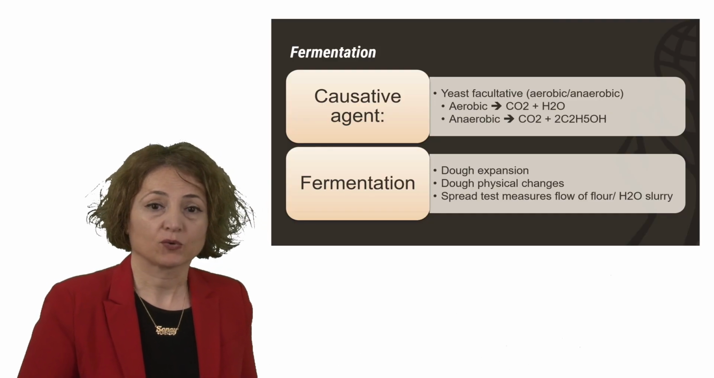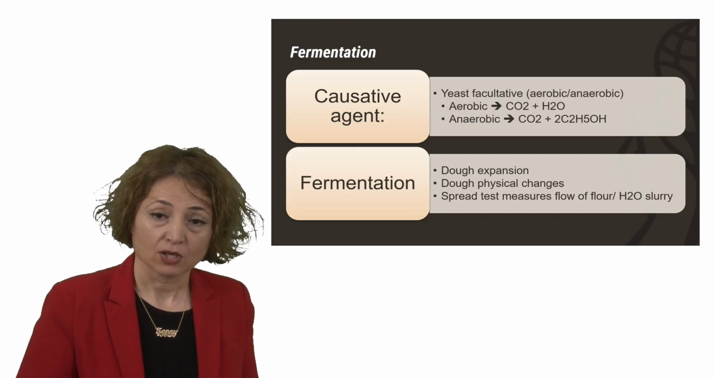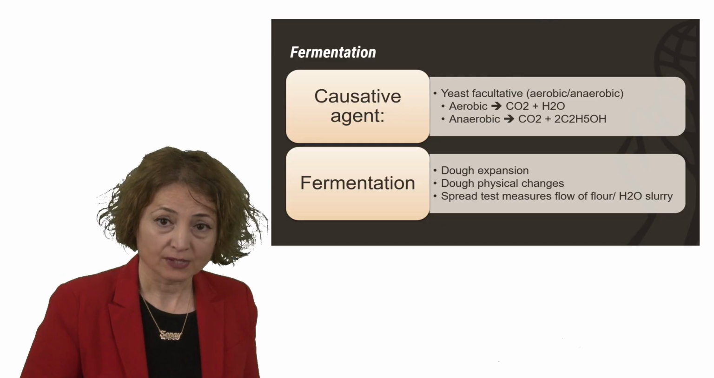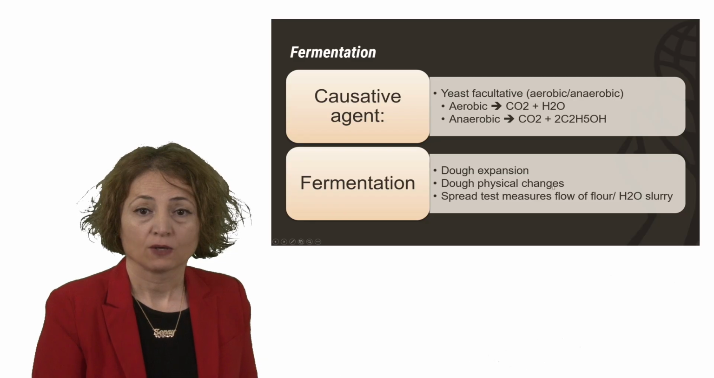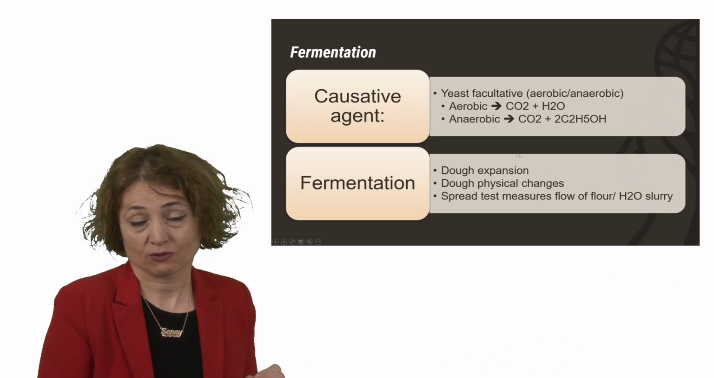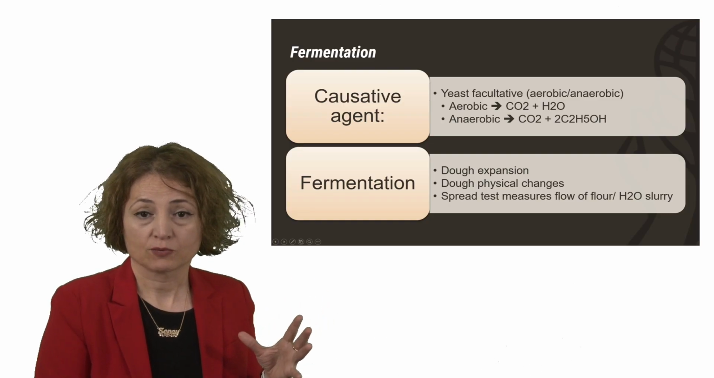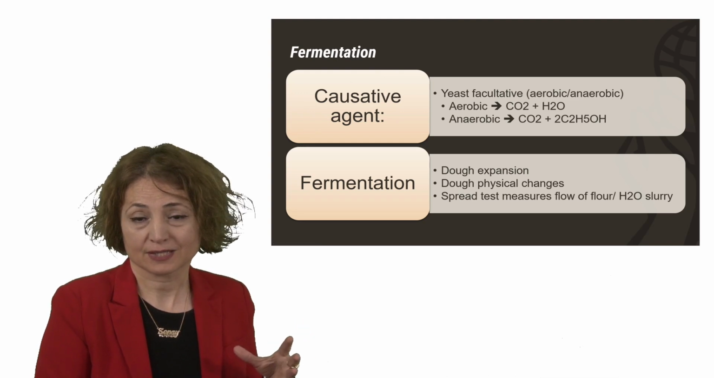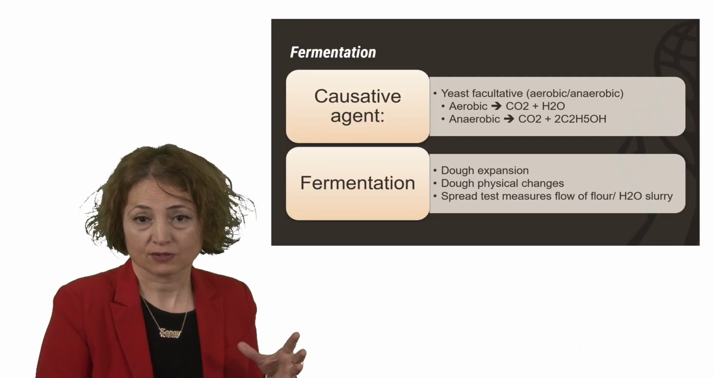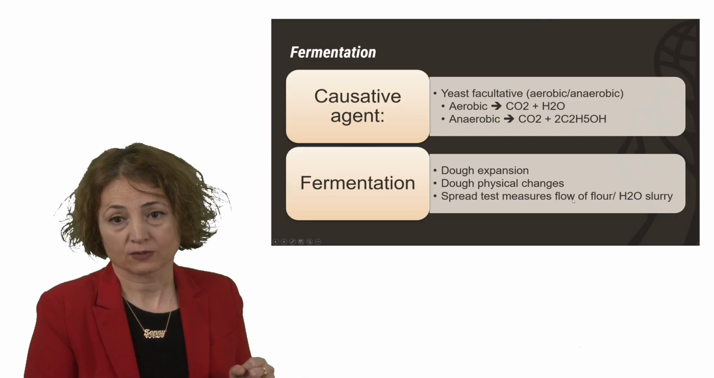So in the baking process we have anaerobic fermentation by yeast, and that's why we have carbon dioxide. And here you can see the anaerobic fermentation. We have carbon dioxide and ethanol formation. Then we have expansion of the dough, and we observe physical changes in the dough. We can actually see those rheological changes using some tests, and the spread test is one of them. It measures the flow of the flour in the water slurry.